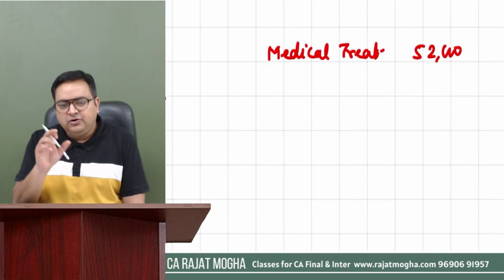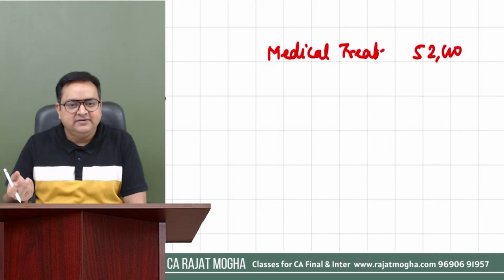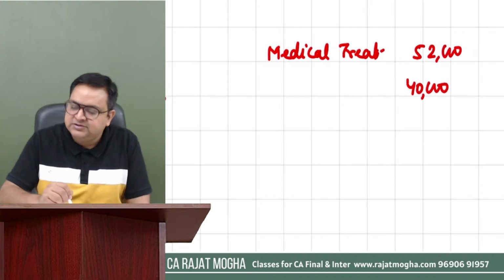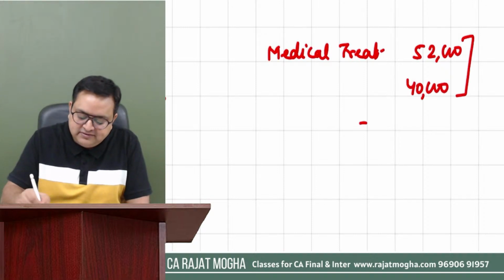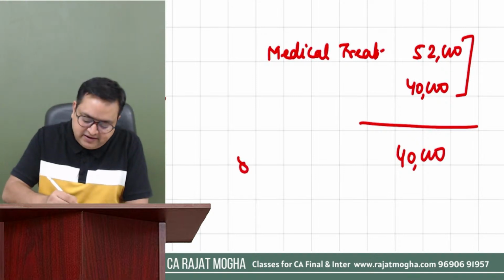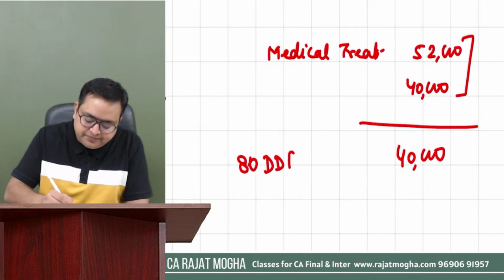And if the assessee or the person for whom we are making this expenditure is not a senior citizen, then it is a 40,000 limit, which we have to see, whichever is the lower amount. So what is the lower amount? 40,000 is the lower amount. This is the deduction which we can claim under 80DDB.